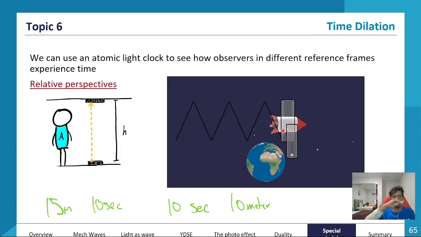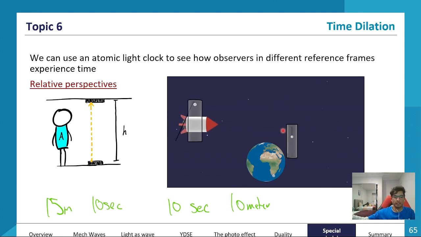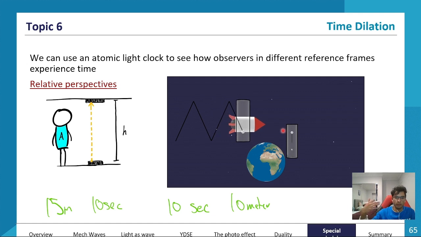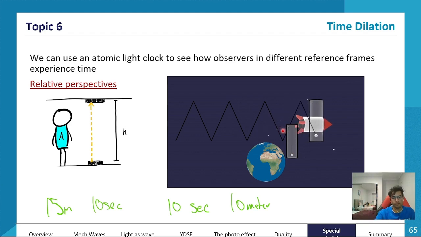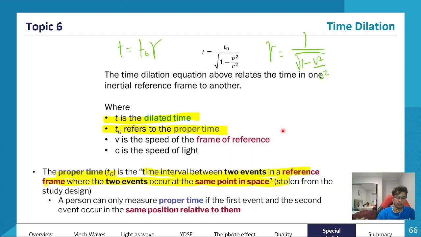Let's say the rocket is traveling to some galaxy and coming back. What the person in the rocket is trying to measure is how long it took for him to go from Earth to the galaxy and back. So t0 would be the time that the astronaut measures, because he is at the same point in space as the thing we're measuring, which is the time it takes to go to the galaxy and then come back.